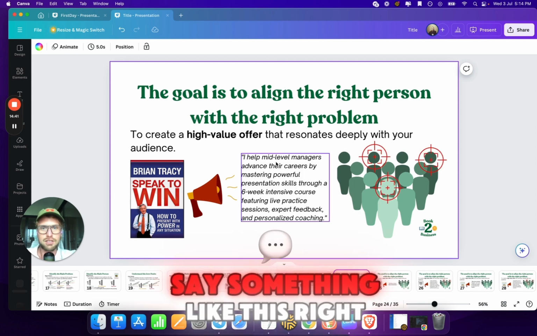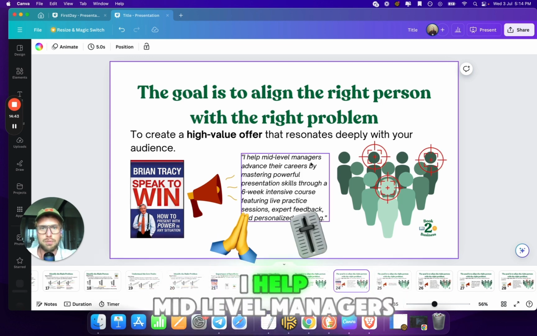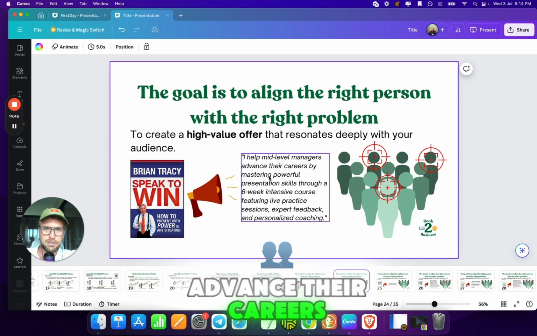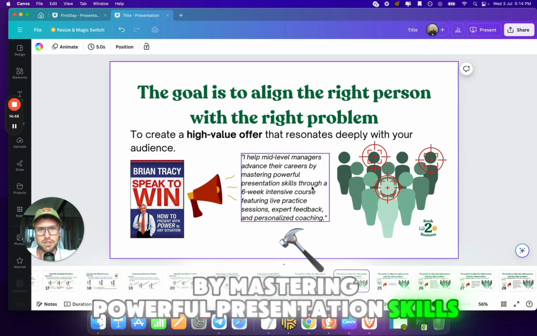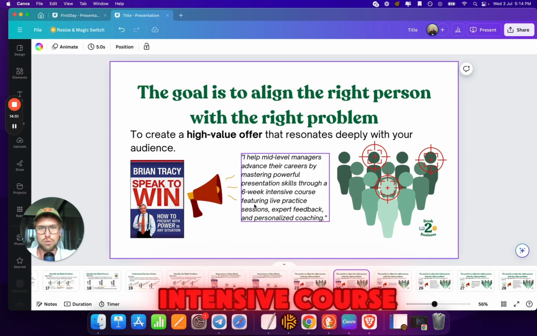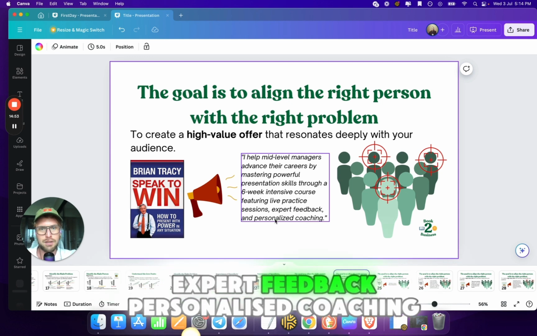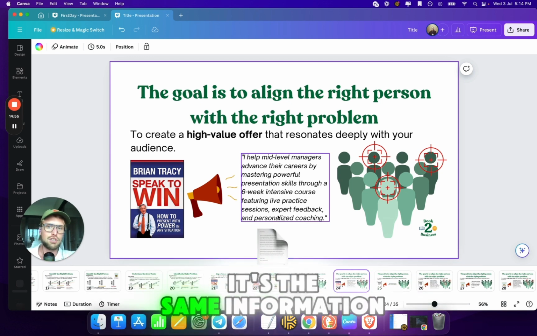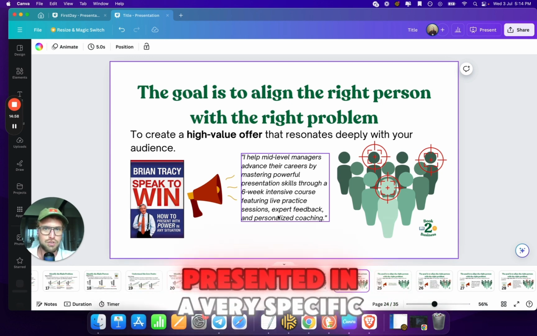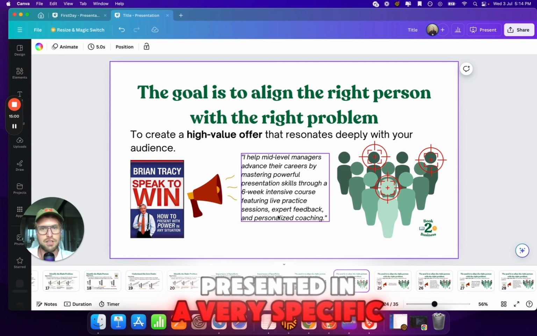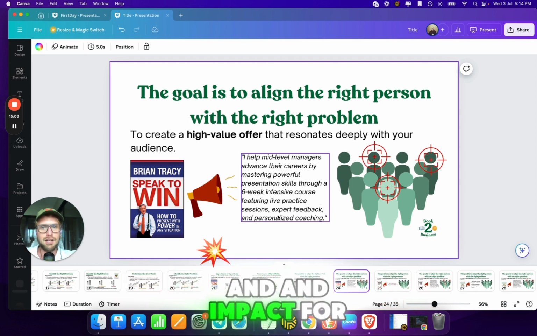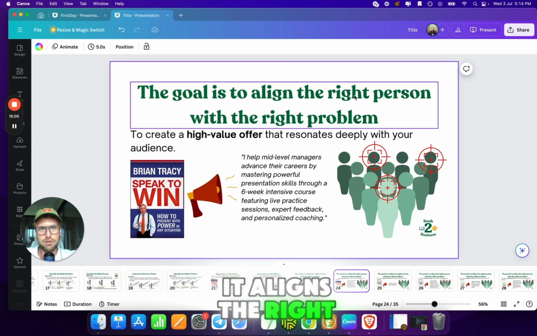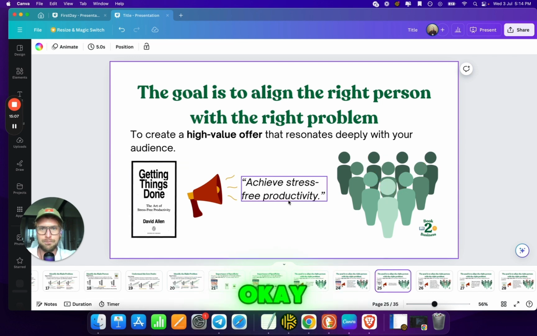However, if it was to say something like this, right? I help mid-level managers advance their careers by mastering powerful presentation skills through a 6-week intensive course featuring live practice sessions, expert feedback, personalized coaching. It's the same information presented in a very specific and impactful way. It aligns the right person with the right problem, okay?